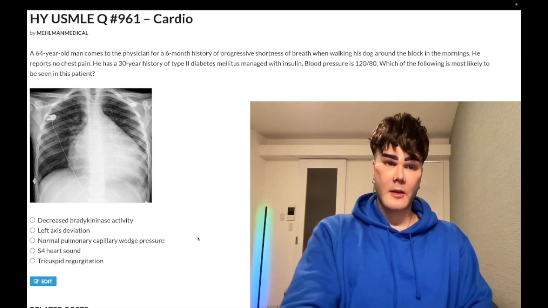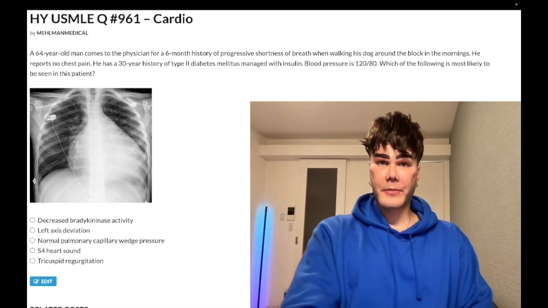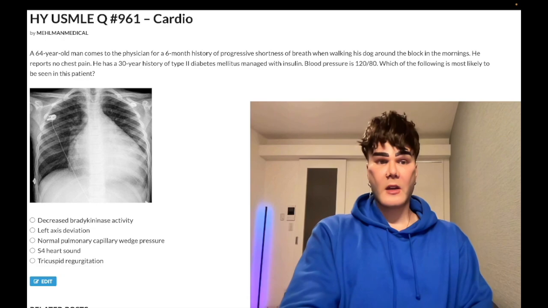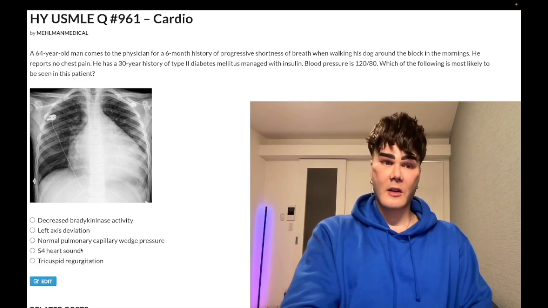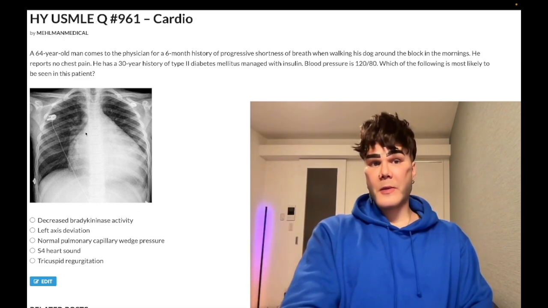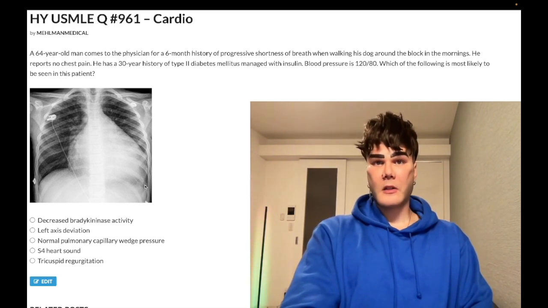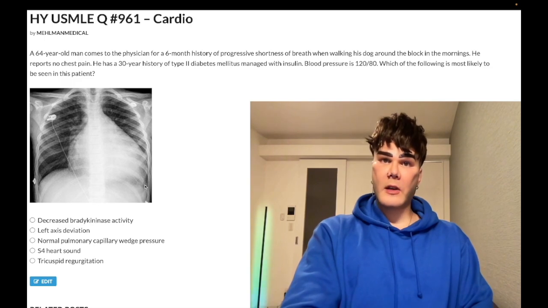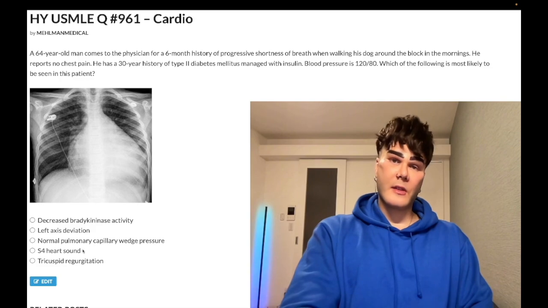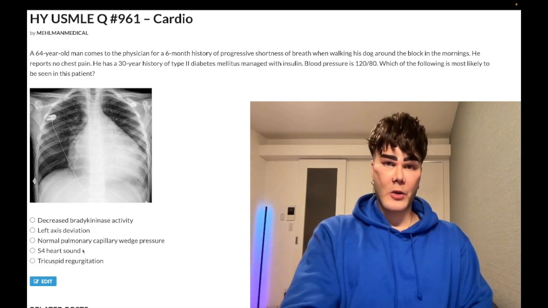Choice C, wrong answer. Choice D, S4 heart sound, wrong answer. It means diastolic dysfunction. So this patient has dilated cardiomyopathy, which is basically always going to be systolic dysfunction, which will be an S3 heart sound 29 out of 30 times. Okay, so S4 means a stiffened left ventricle due to afterload. Diastolic dysfunction, preserved ejection fraction.